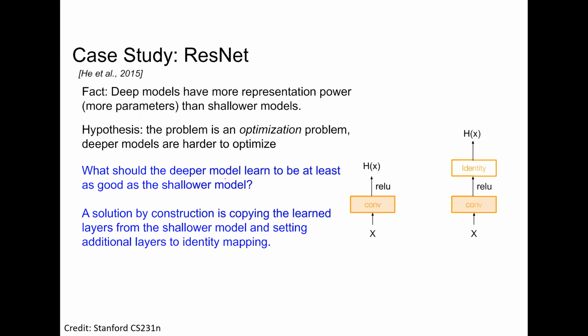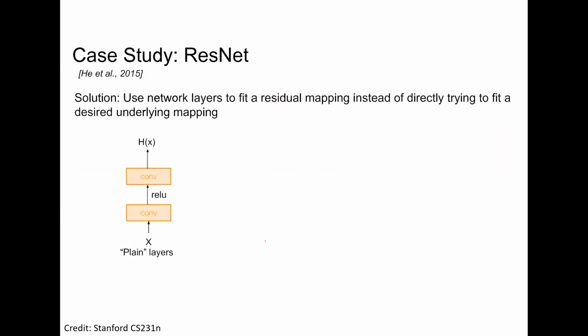And what should the deeper model learn to be at least as good as the shallow model? A solution by construction is copying the learned layers from the shallower model and setting additional layers to identity mapping. So what does it mean? To use network layers to fit a residual mapping instead of directly trying to fit a desired underlying mapping.